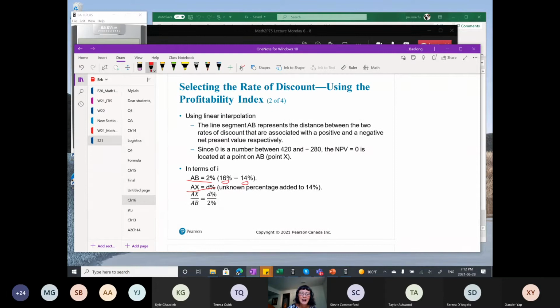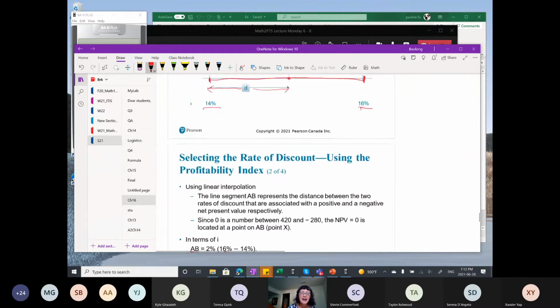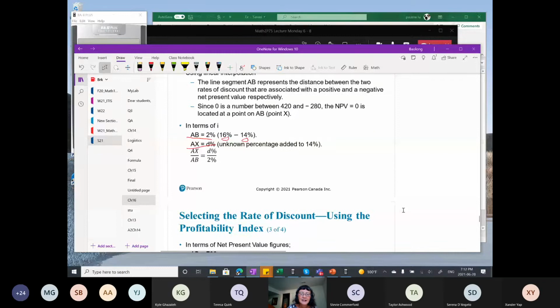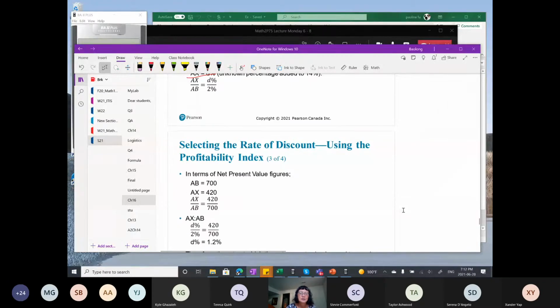Okay. So now we know AX over AB equal to D over 2%. This is on one hand. Okay. On another hand, we also know AB equal to 700. AX is 420.